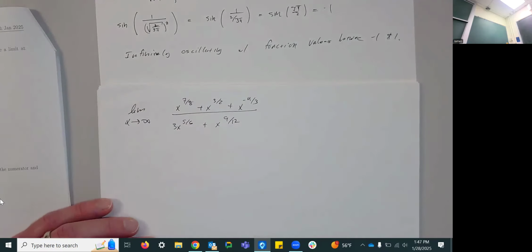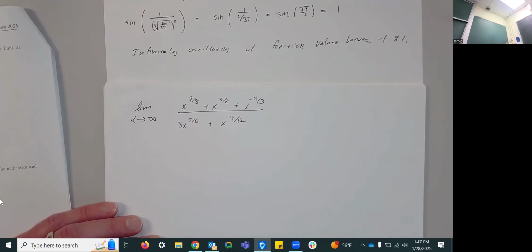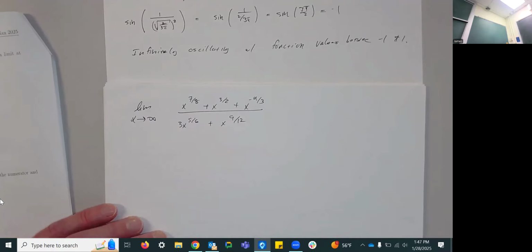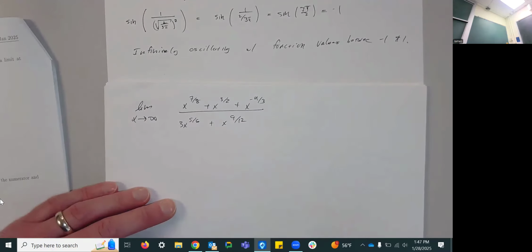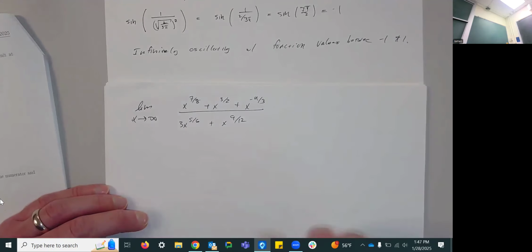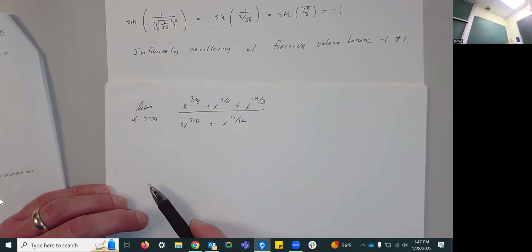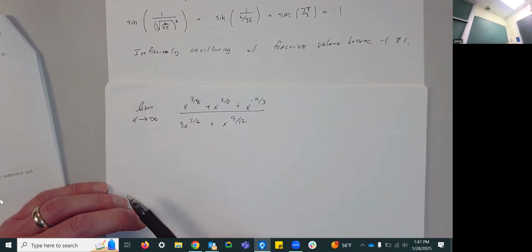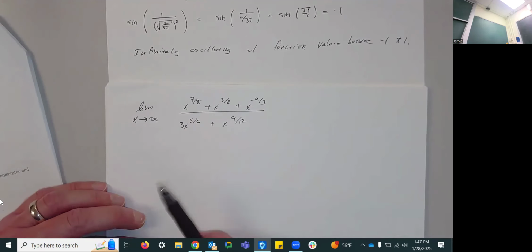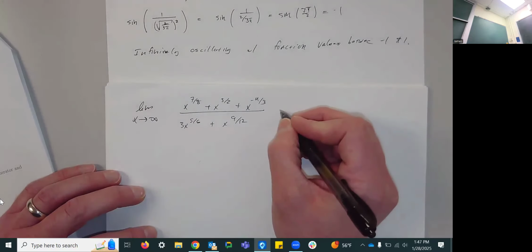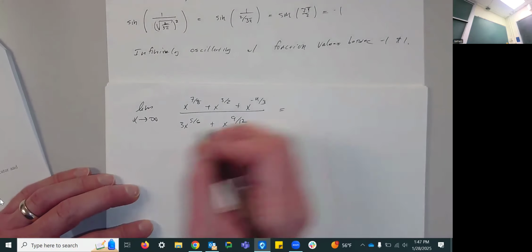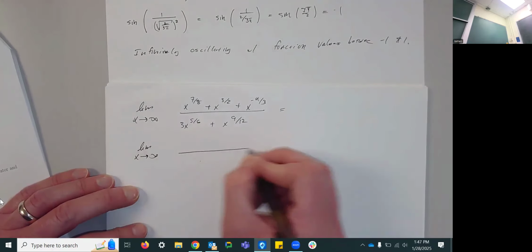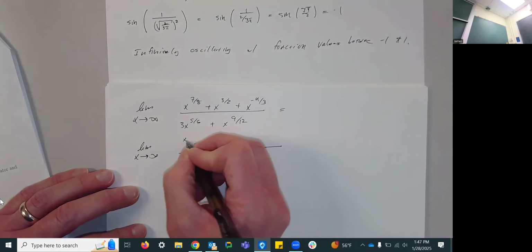So the way I would suggest doing this is, there's a couple ways to say this. One way to do this is to divide everything by the highest power of x in the denominator. What's bigger, 5/6 or 9/12? Right, 5/6 is equal to 10/12. So one way to go about this is, and again, I don't know if I actually recommend this because it seems like kind of a pain in the butt, but if you divide each term by x to the 5/6, it's going to be kind of gross.